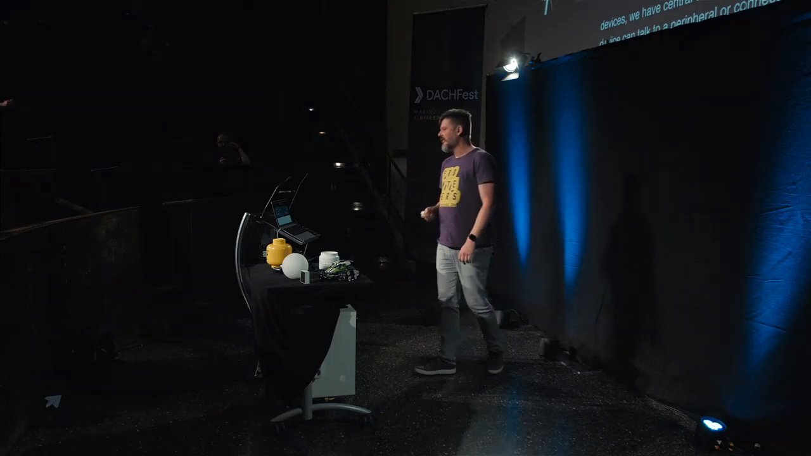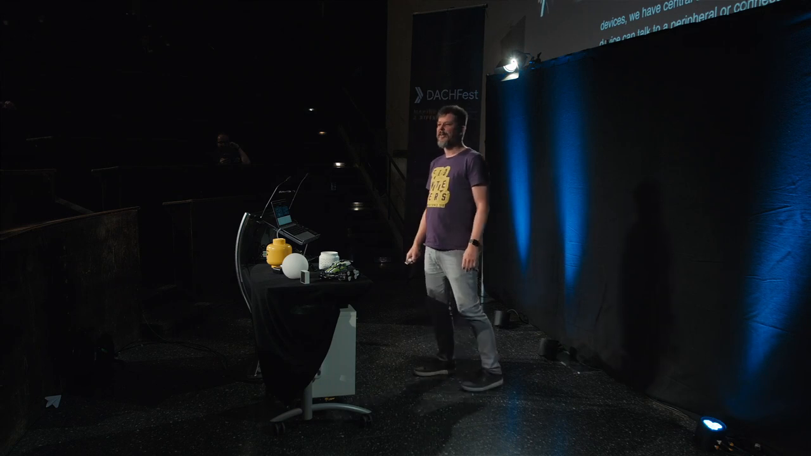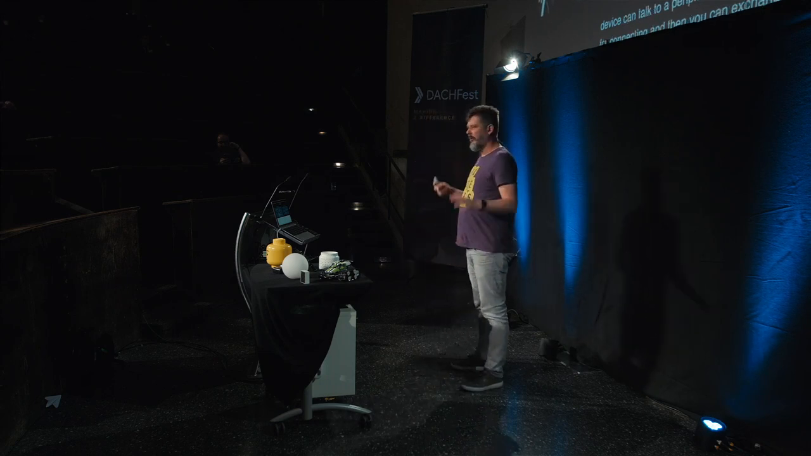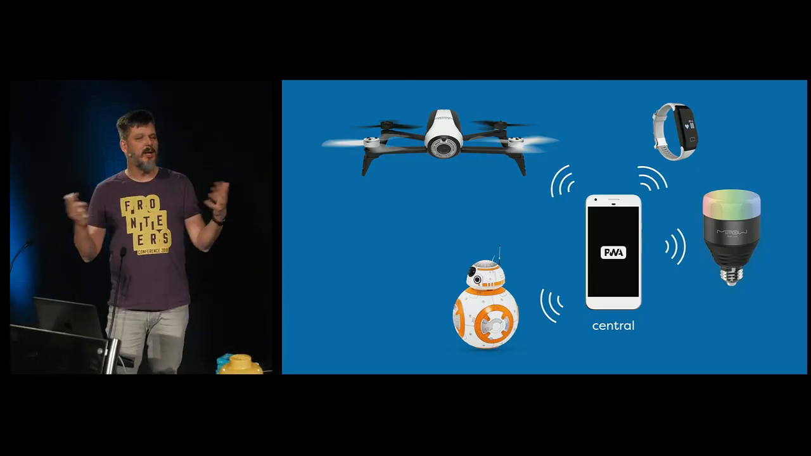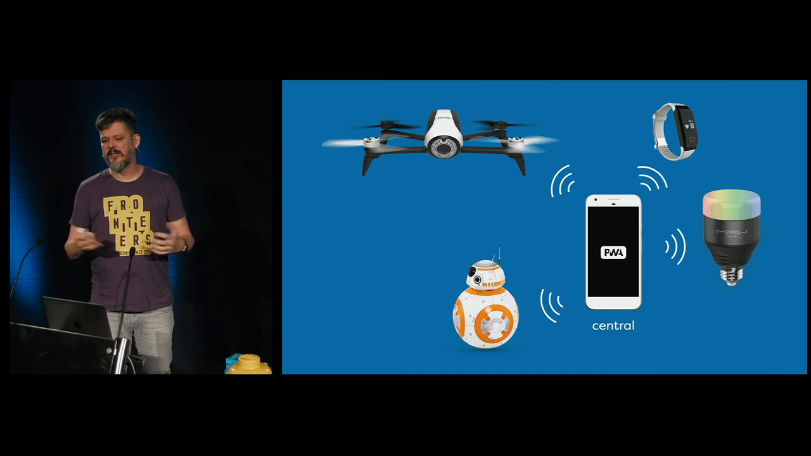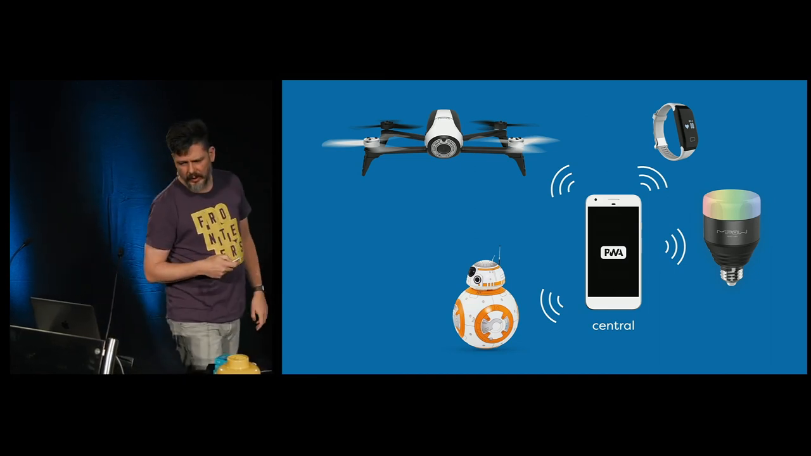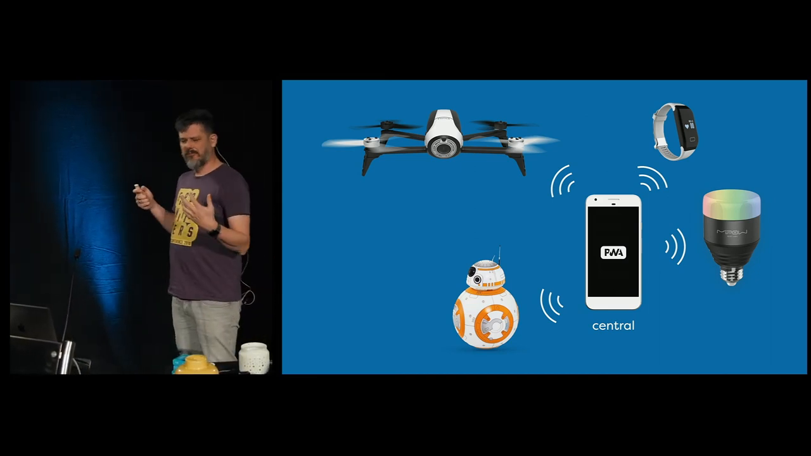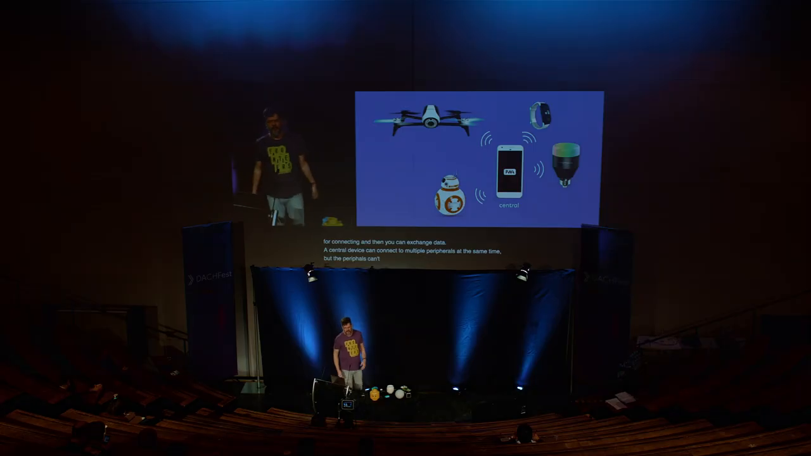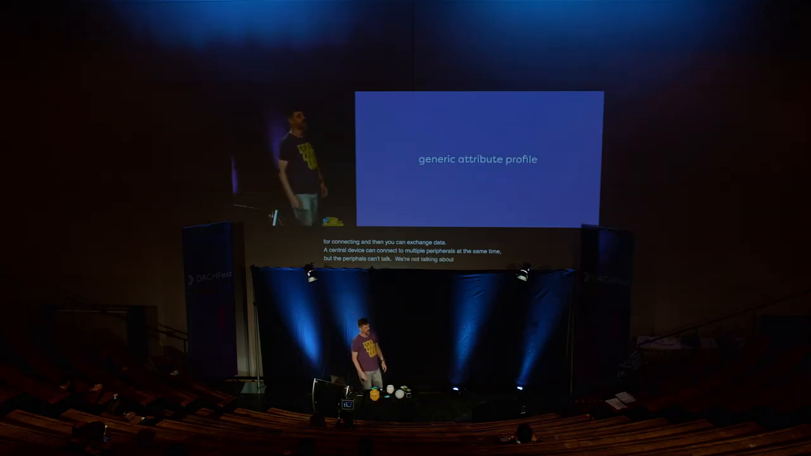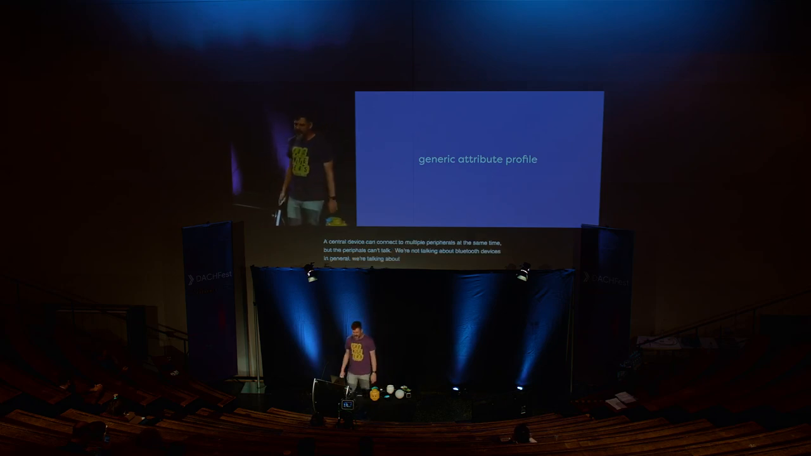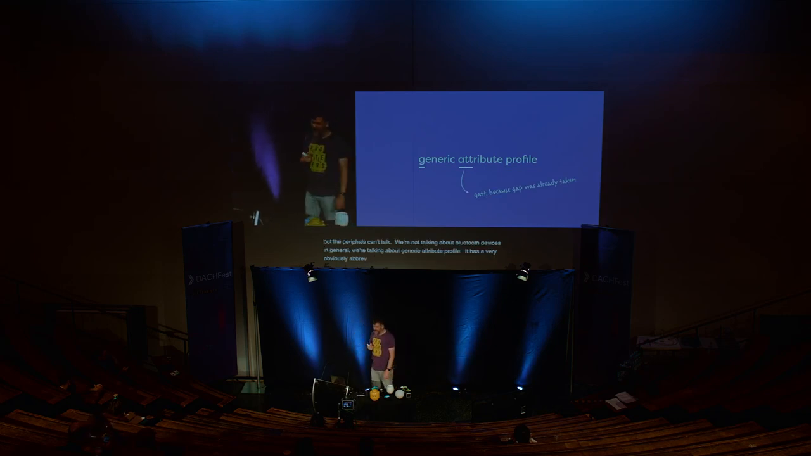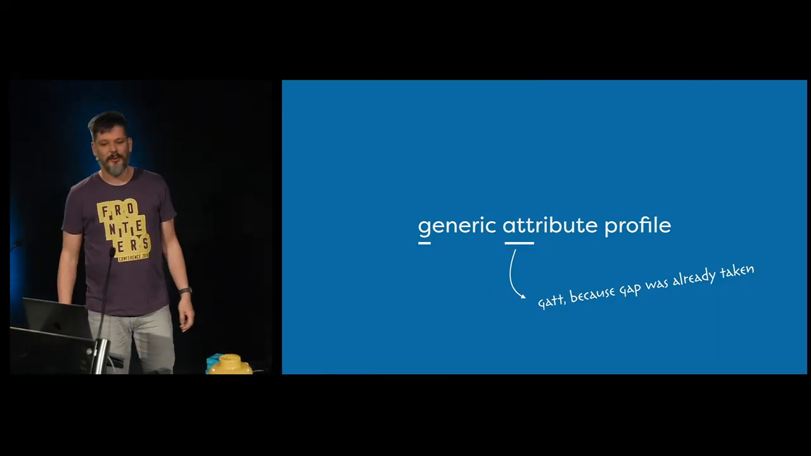A central device can connect to multiple peripherals at the same time, but the peripherals among themselves can't talk to each other. They could relay messages using the central device, but that is something you have to write yourself. And we're not talking about just Bluetooth devices in general. We're talking about a very specific profile called generic attribute profile. And it has a very obvious abbreviation, GATT, because apparently GAP was already taken.